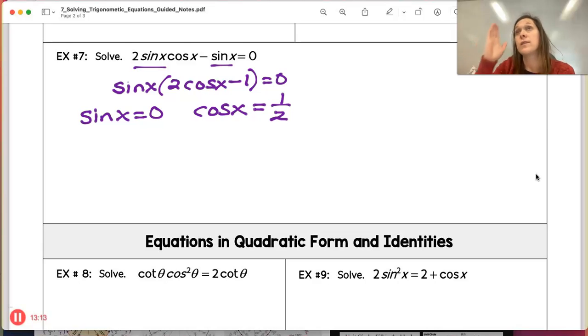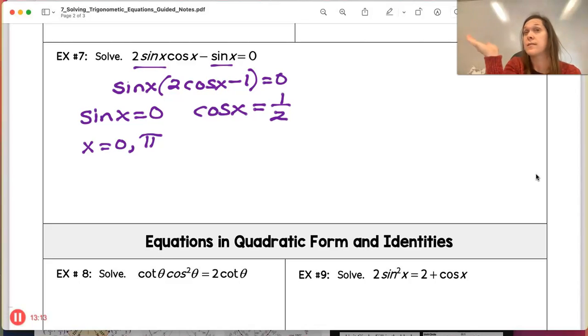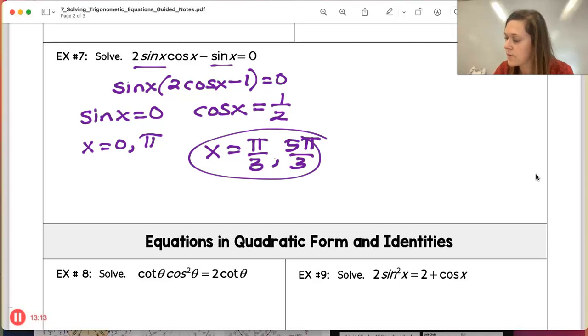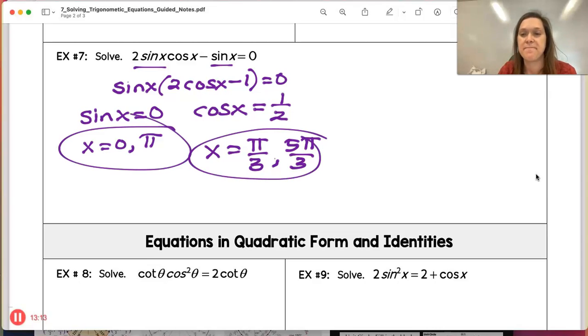So where on my unit circle is my y at 0? Well, that's at 0 and pi, not including 2 pi. So x is equal to 0 and pi, because 2 pi would be the same as 0. But if we're including 0, then we're not going to include 2 pi. Where is my cosine x, so where is my x at 1/2? That's at pi over 3 and 5 pi over 3 on my unit circle. So there will be my answers for my x's for example number 7.